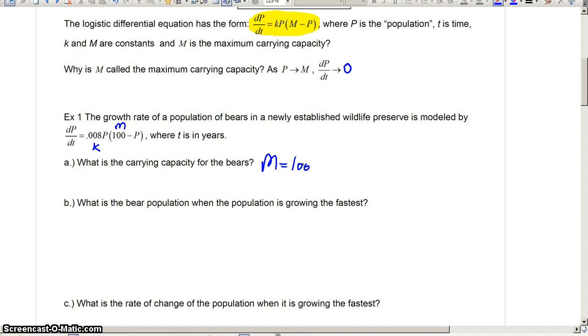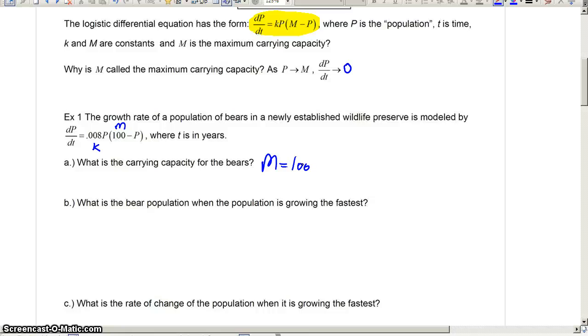We would expect that due to food restrictions and land restrictions, the bears won't be able to continue to grow in their population larger and larger and larger. There probably is going to be some leveling off. According to this differential equation, the population will level off at 100.